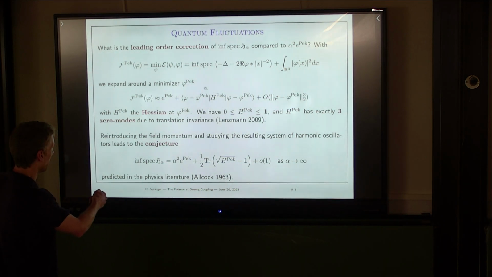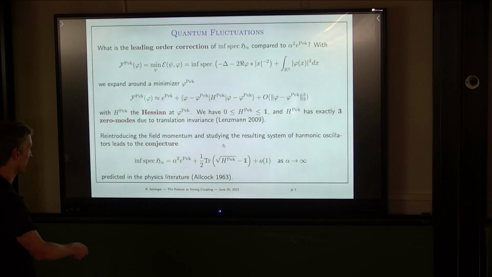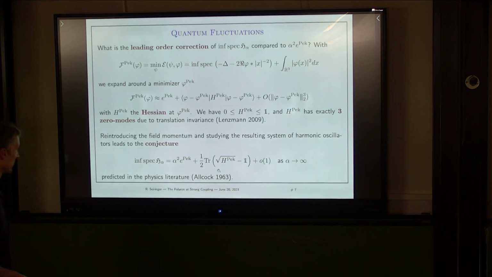So it turns out that this Pekar Hessian actually is a trace class perturbation of the identity, so this square root of H minus 1 is actually trace class, and summing up these 0-point energies leads to this number. Okay? So this would be the expectation that actually there's an order 1 correction coming from these quantum fluctuations, which should change the ground state energy by this amount, and whatever else is left should be little o of 1. And this formula you can actually find in the physics literature, at least going back as far as the 60s.